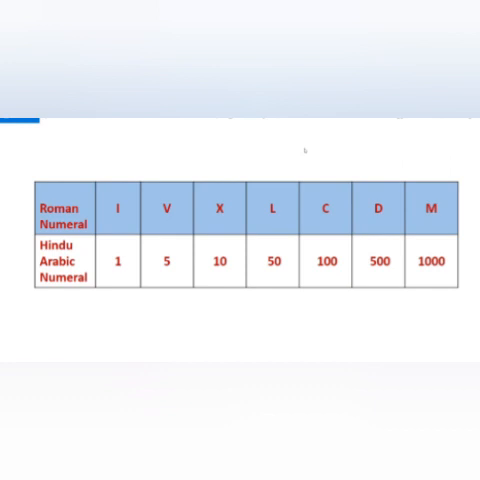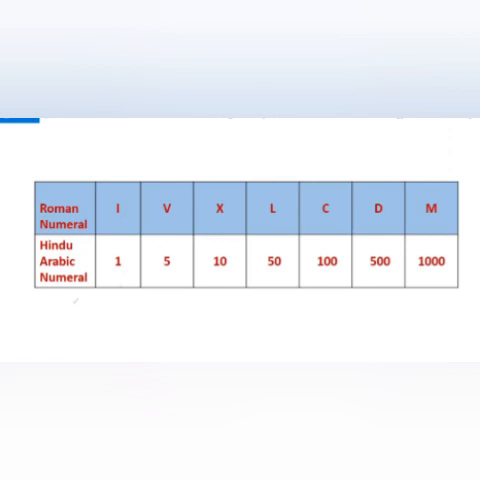Look, children, this is the Roman numeral and Hindu Arabic numeral chart. This is the chart representing Roman numerals and Hindu Arabic numerals. Okay, so you listen here. Here, you look at this. Hindu Arabic numeral is 1 and the same Roman numeral is this. This is representing 1 and 2.